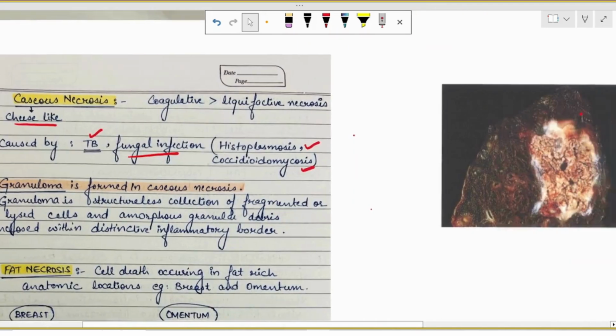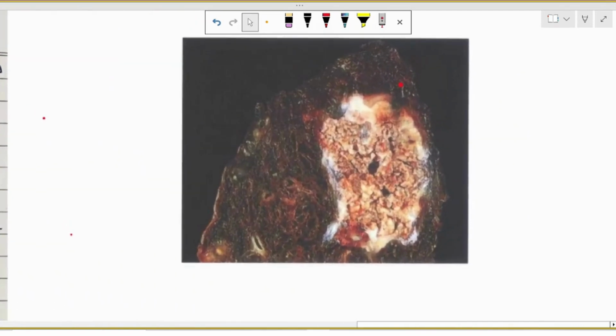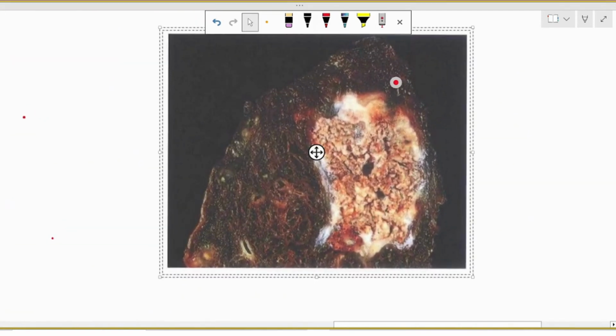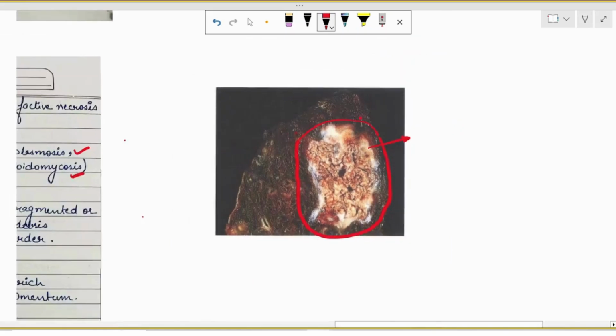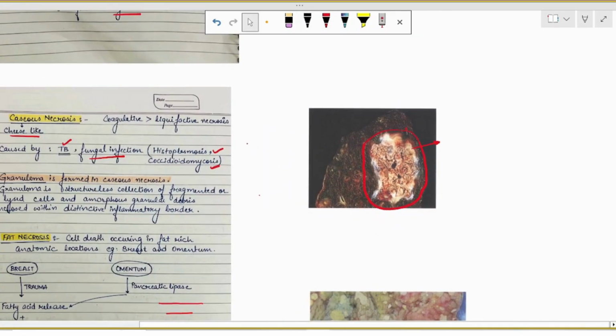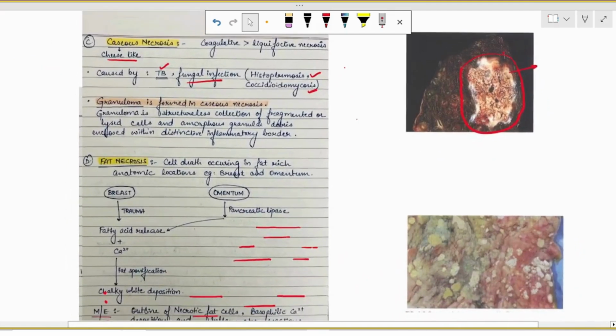Moving on to how it will present to us grossly, how we'll see as a caseous necrosis. See, are you being able to appreciate this area? This is actually the lung section grossly. This is the caseous necrosis. We are being able to appreciate a very dirty necrotic area in the lung section. So this is actually the caseous necrosis, which is a combination of both coagulative and the liquefactive necrosis.